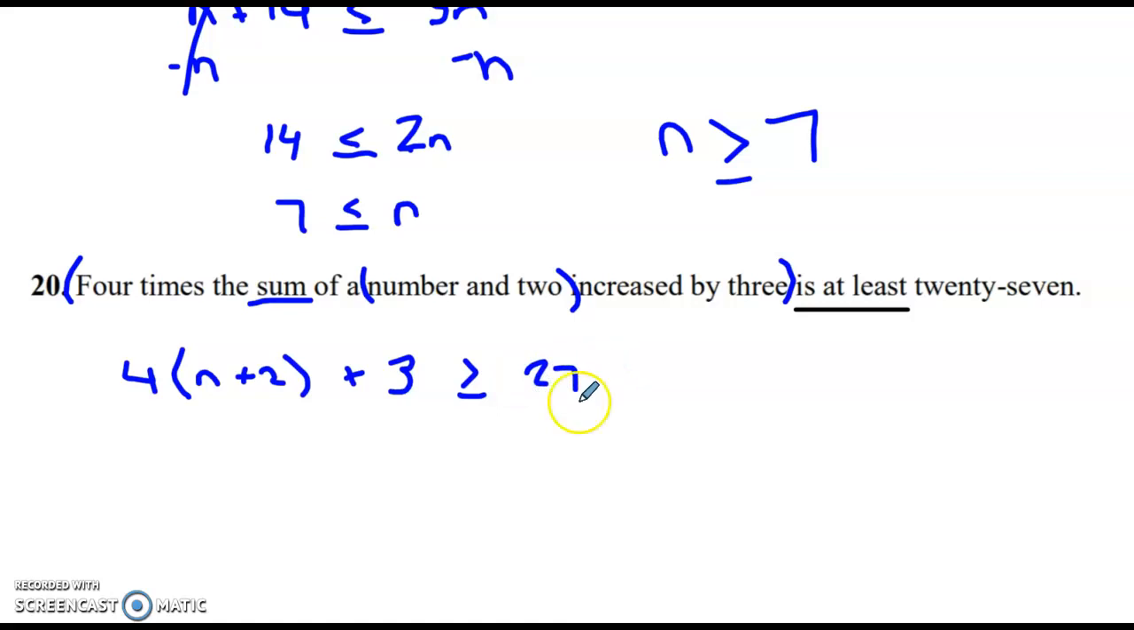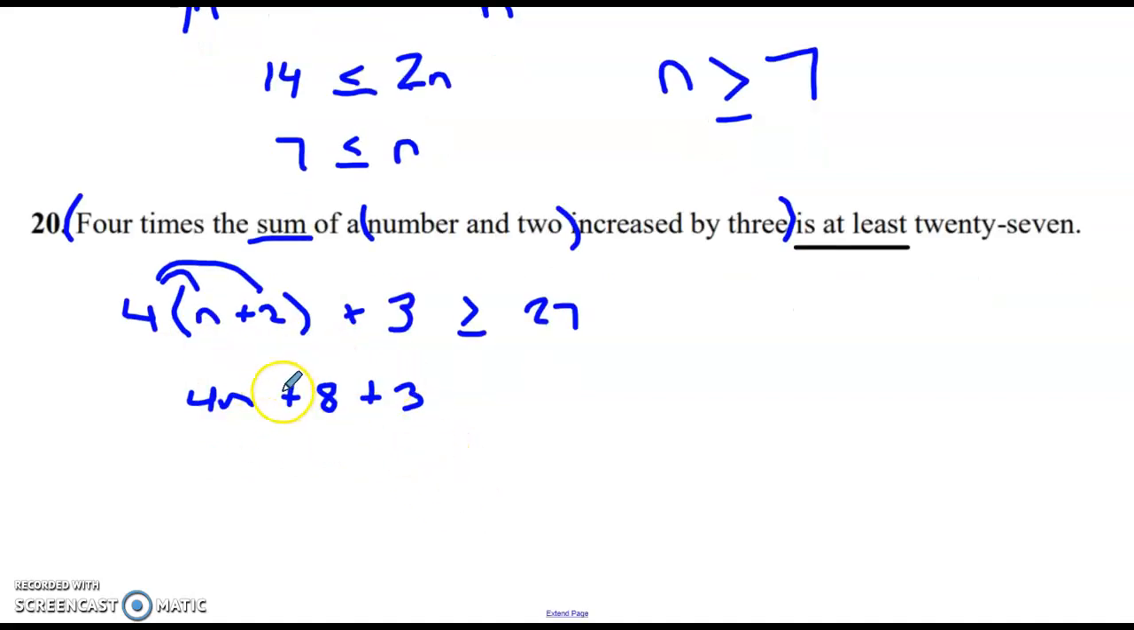Let's start by distributing that 4. I distribute the 4, and I'm going to get 4n plus 8. So I did 4 times n and 4 times 2. And then just bring down your positive 3. We'll simplify that in just a second. I'm going to keep simplifying, because I can put positive 8 and positive 3 together. So this whole left side of the inequality becomes 4n plus 11, and then is greater than or equal to 27.